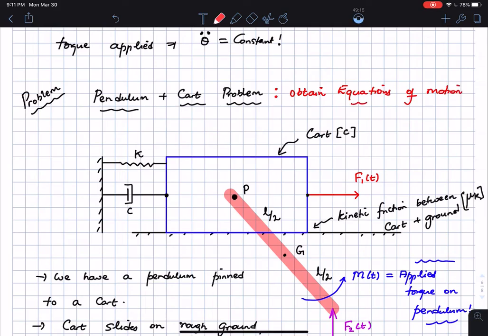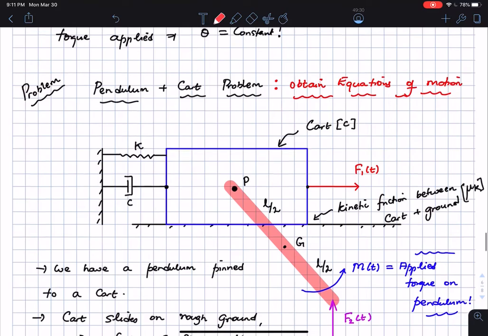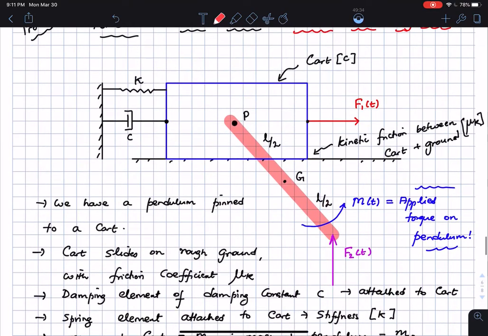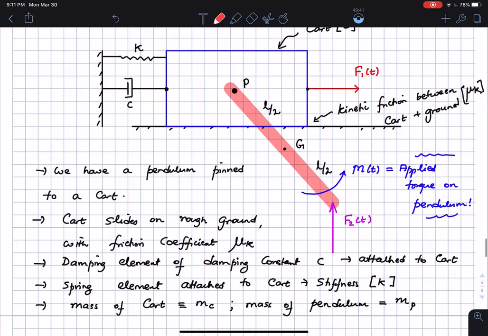And I say equations of motion because you automatically see that this is a multi-particle or multi-body system. There are two bodies, a cart and a pendulum, which means that we are typically going to get two equations here, and it's a 2 degree of freedom system in total. So we have the cart here, the spring of stiffness K, damping constant C, and the pendulum. There is a force F1 of T acting on the cart and a force F2 of T acting on the pendulum. These forces remain in the same direction as shown.